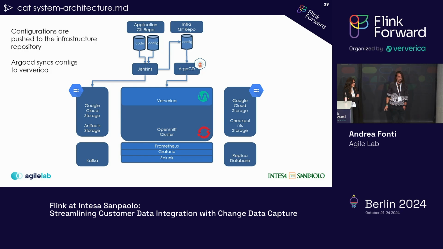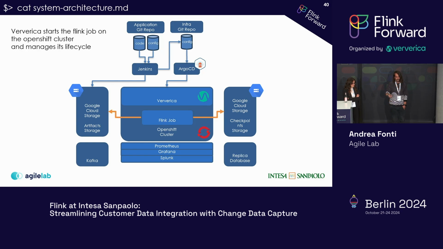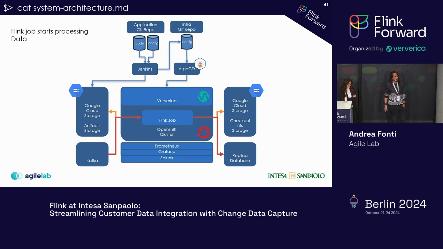Then Argo CD gets triggered. It will sync the deployment with Ververica Platform. The Flink job will start on the OpenShift cluster and start streaming data. Then we have a good monitoring stack that employs Prometheus for metric collection, and Grafana and Splunk for aggregating logs and metrics.